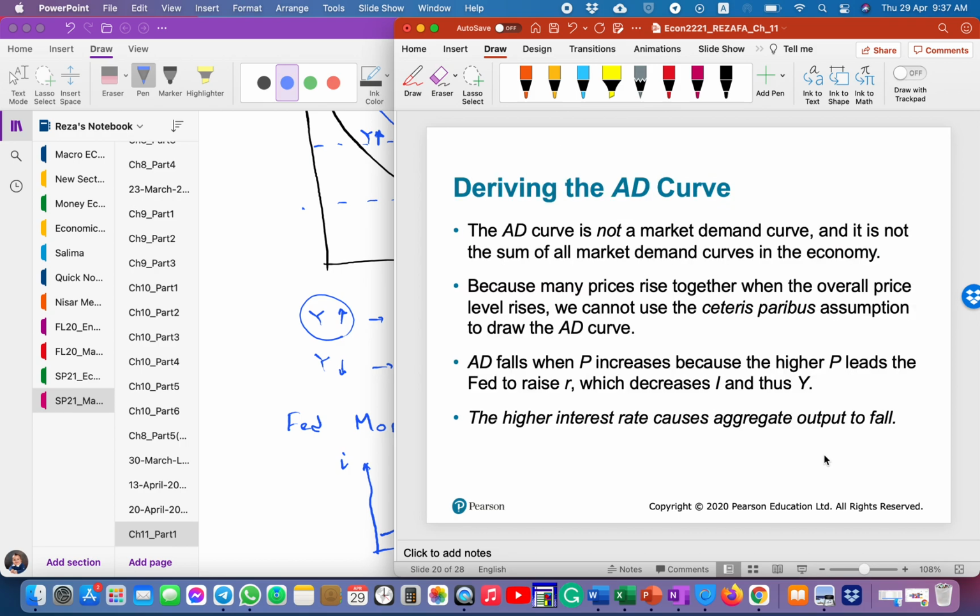So driving the aggregate demand, I already told you that the aggregate demand is not a market demand and is not the sum of all market demand curves in the economy, because many prices rise together. When the overall price level changes, we cannot use the ceteris paribus assumption to draw the aggregate demand. There is a nexus, and it is impossible to keep everything else constant. So we will allow the adjustment between endogenous variables to take place, and then we will see what is called the aggregate demand. So aggregate demand falls when the price increases, because P leads to the Fed and then the rise of this.